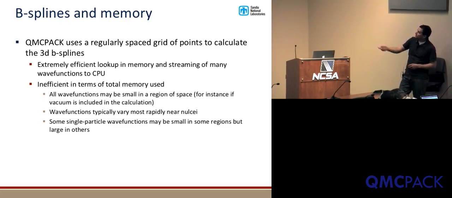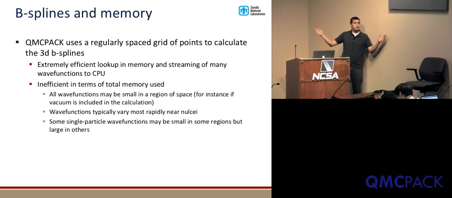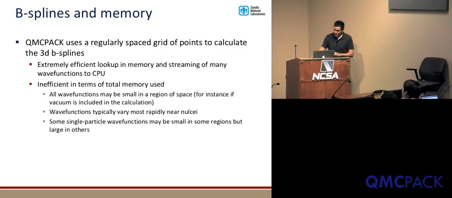And you could have the case, imagine we do some sort of transformation, let's say to Wannier functions, where a given single particle wave function might be large near one atom, let's say, and basically zero elsewhere. So again, if we're storing each single particle wave function as a 3D grid everywhere on these B-splines, that's somewhat inefficient.